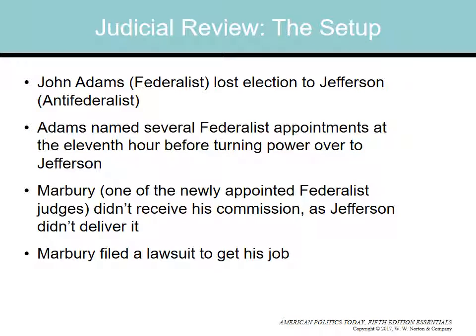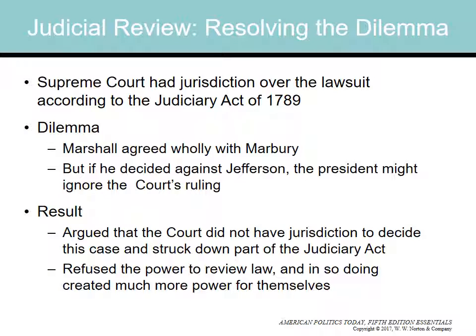Now, in this case, John Adams, who was a Federalist, lost an election to Thomas Jefferson, who was an Anti-Federalist. Adams named several Federalist appointments at the 11th hour before turning over power to Jefferson. Marbury, who was one of the newly appointed Federalist judges, didn't receive his commission as Jefferson didn't deliver it. Marbury filed a lawsuit to get his job back. The Supreme Court had jurisdiction over the lawsuit according to the Judiciary Act of 1789.